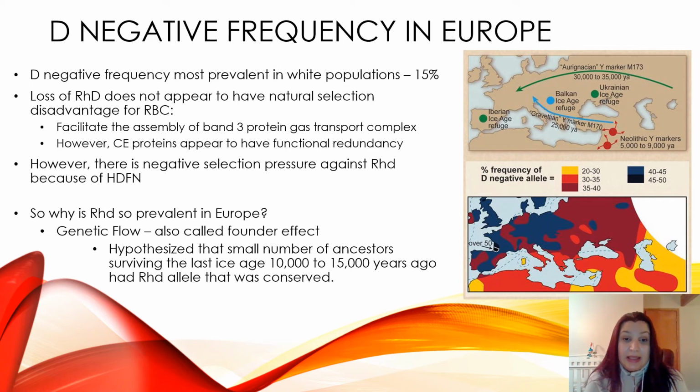It's hypothesized that a small number of ancestors who survived the last ice age, about 10 to 15,000 years ago, had an RhD negative allele that was conserved. And that's why you see this allele so prevalent in Europe today.